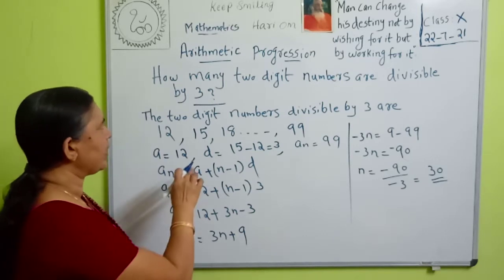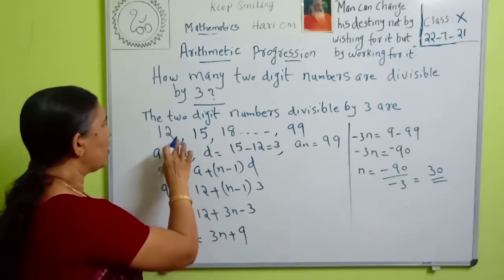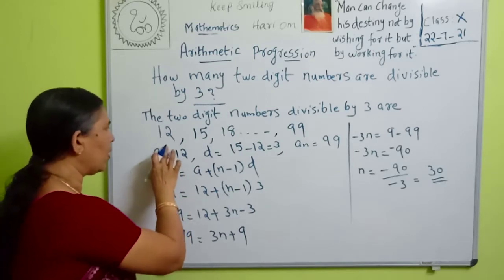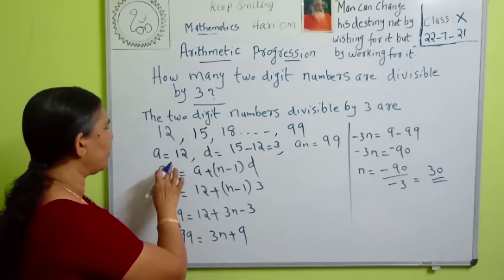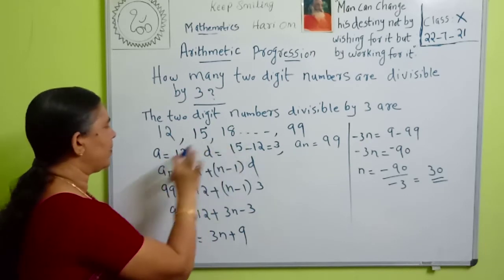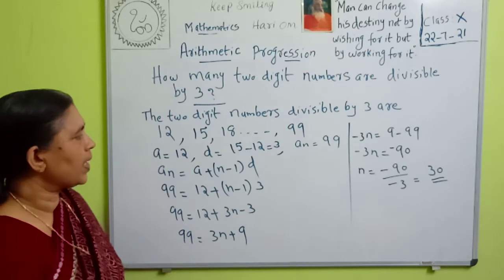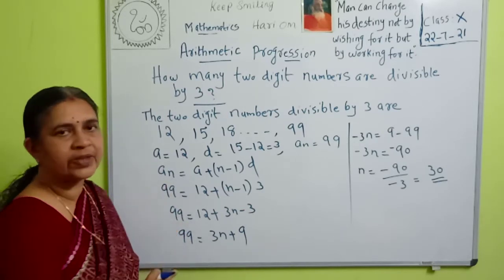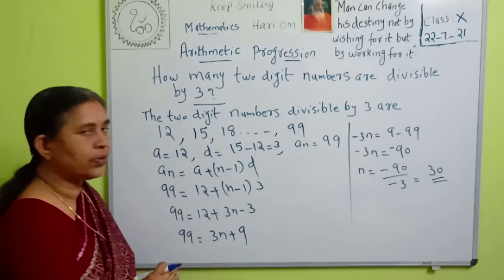Therefore to find how many two-digit numbers are divisible by 3, what we do is first we find the two-digit numbers that are divisible by 3. What are they? 12, 15, 18, etc. up to 99. Then what is the first term of the AP? This is an AP. Therefore a is equal to 12, d is equal to 15 minus 12, that is 3. An is equal to 99. Therefore An is equal to a plus n minus 1 into d. Then 99 is equal to 12 plus n minus 1 into 3.